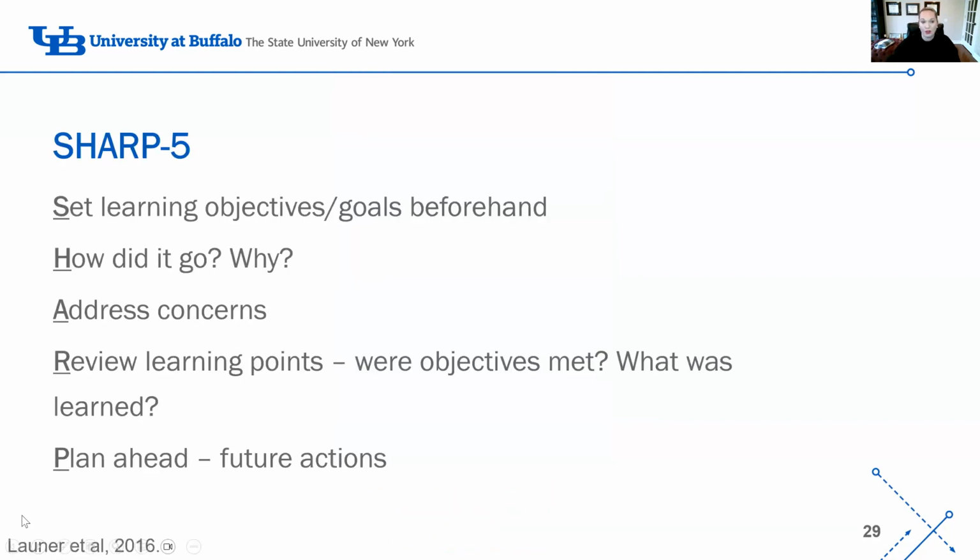SHARP 5, another one. You'll see a lot of mnemonics here. So this one, the S standing for set the learning objectives and goals beforehand. How did it go? Addressing any concerns that were raised by the learner, reviewing some key points. Yes, you met the objectives, or you met objective 1 and 2 and 3. You didn't meet objective 4. You were almost there. This is what we can do in terms of P, planning ahead for future actions. This is what we can do to get you there.